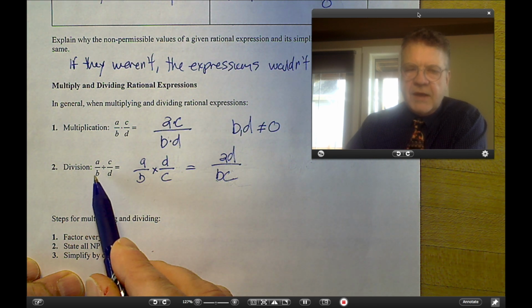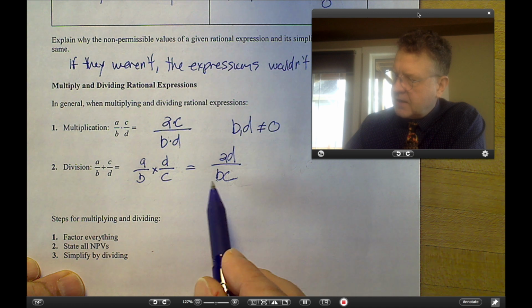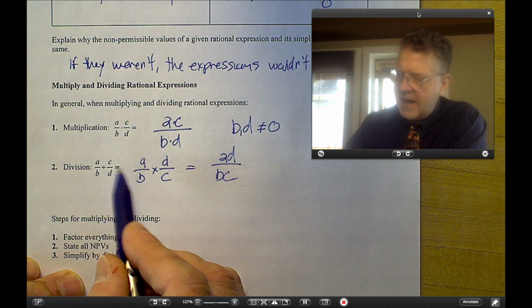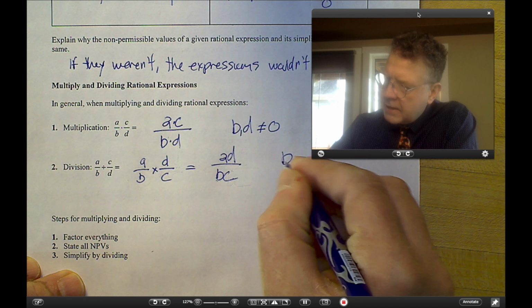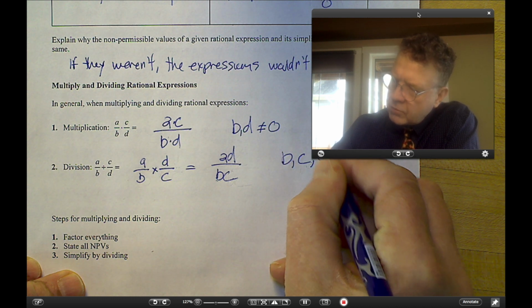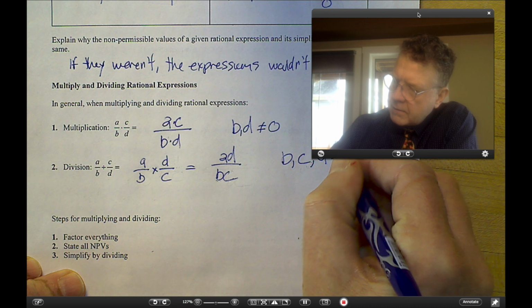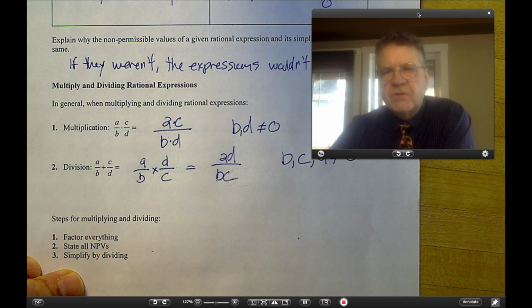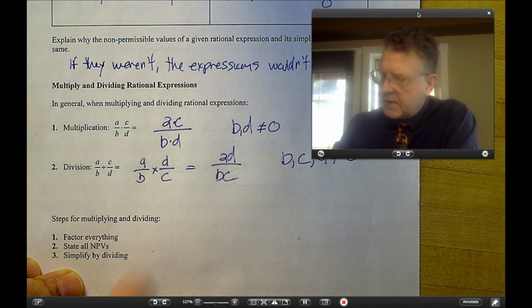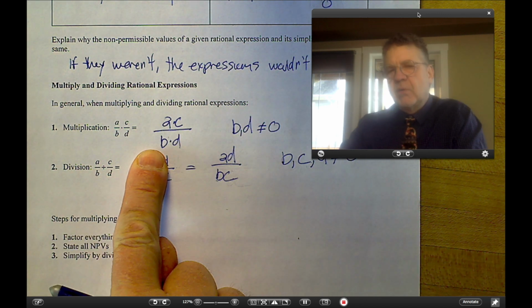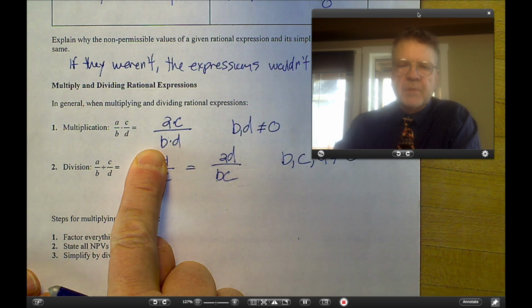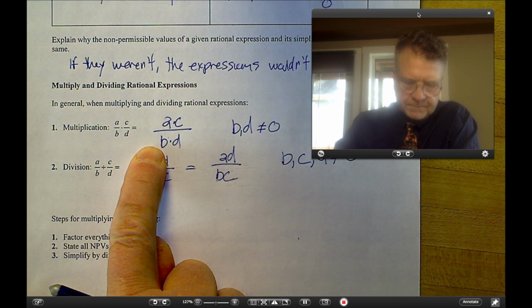Now, B is already covered, because you see B here and you see D here. But we have the extra version of D here. So neither B nor C nor D may equal 0. And that's because these two expressions here and here are equivalent. And you have to look for non-permissible values in both.